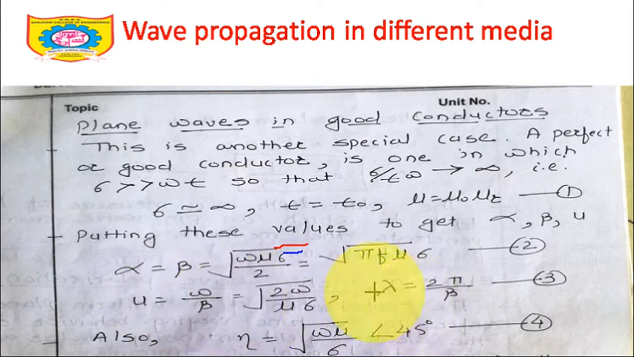You put those values, once again. Because the value of omega you can put, and the value of beta is already here, you put it and you will get the value of velocity or u in the conductor, and lambda equal to 2 pi by beta. If I put it in terms of eta, I will just explain for eta.